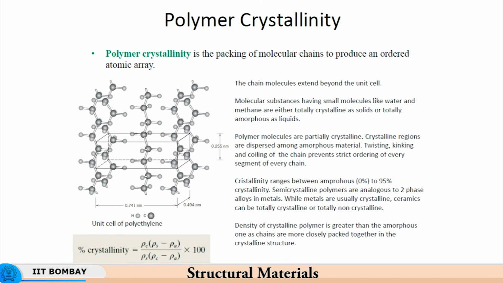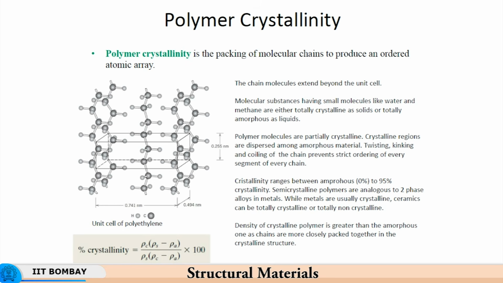Usually the density of crystalline polymer is greater than the amorphous one, as chains are more closely packed together in the crystalline structure. That we have seen, because the density therefore becomes higher. The density of packing of these atoms is the maximum, because the atoms seat themselves at the closest position relative to the other atoms, the closest stable position relative to the other atom.